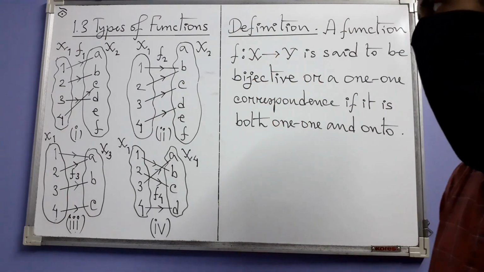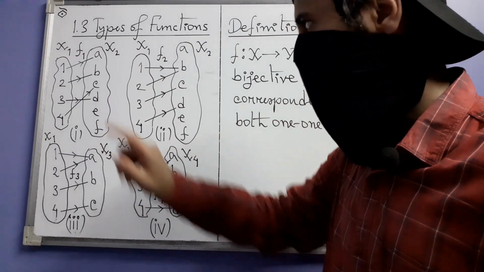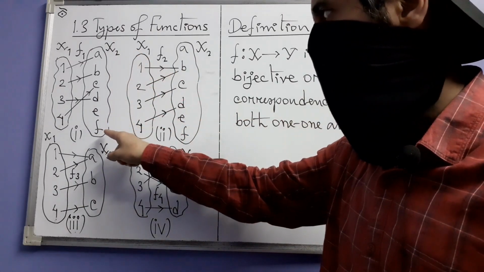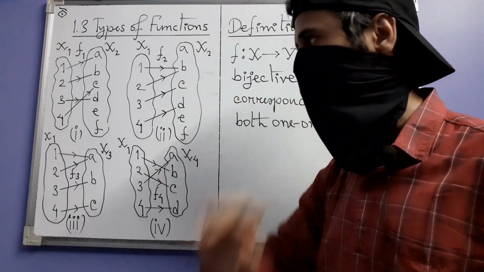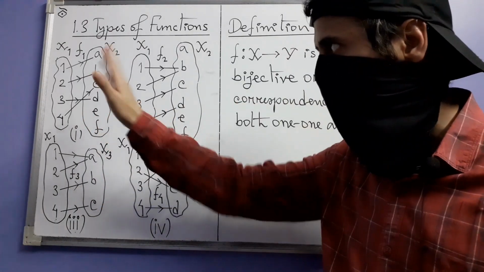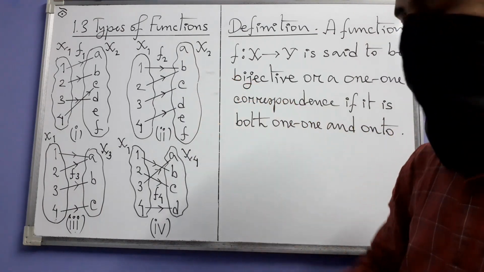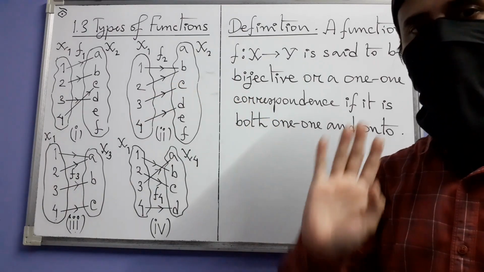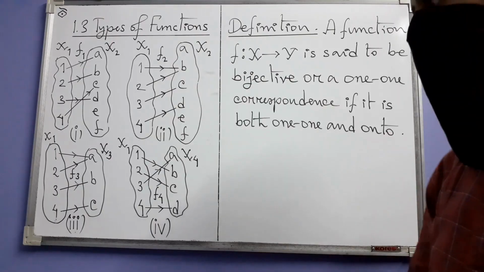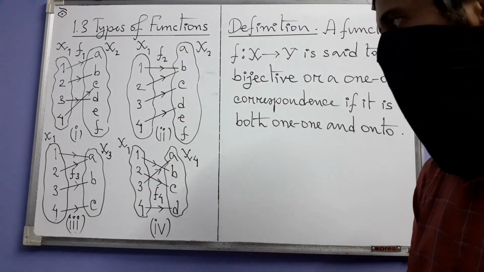So this is 1-to-1. What about onto-ness? This one obviously is not onto, because every element in the second set is not the image of some element in the first set. E and F are not images of anything from X1. Similarly here, A, E and F are not images of anything from X1 under the function. So this is not onto, this is not onto. This is onto. This is also onto.